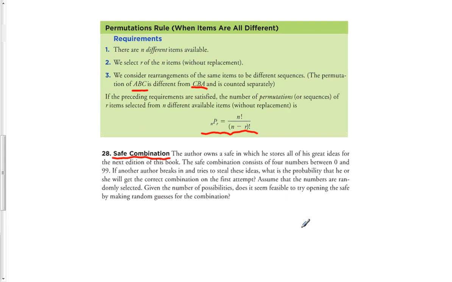If another author breaks in and tries to steal these ideas, what is the probability that he or she will get the correct combination, or actually permutation, on the first attempt? Assume that the numbers are randomly selected. Give the number of possibilities. Does it seem feasible to try opening the safe by making random guesses for the combination?